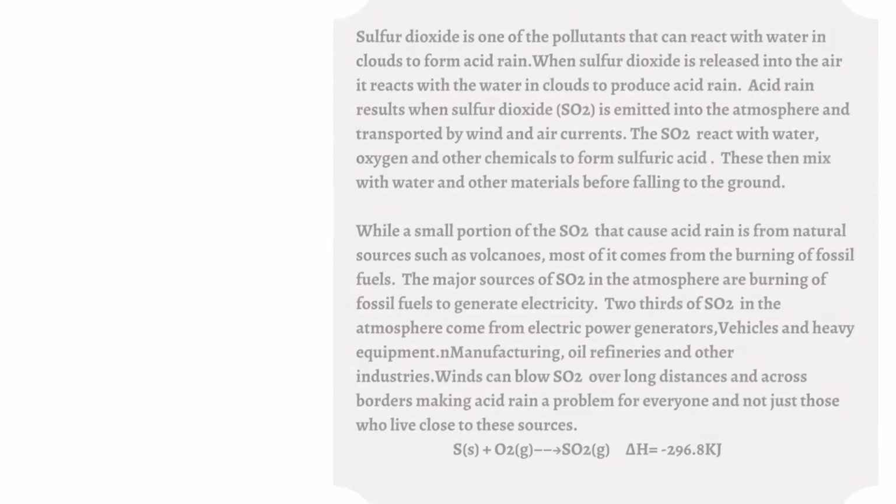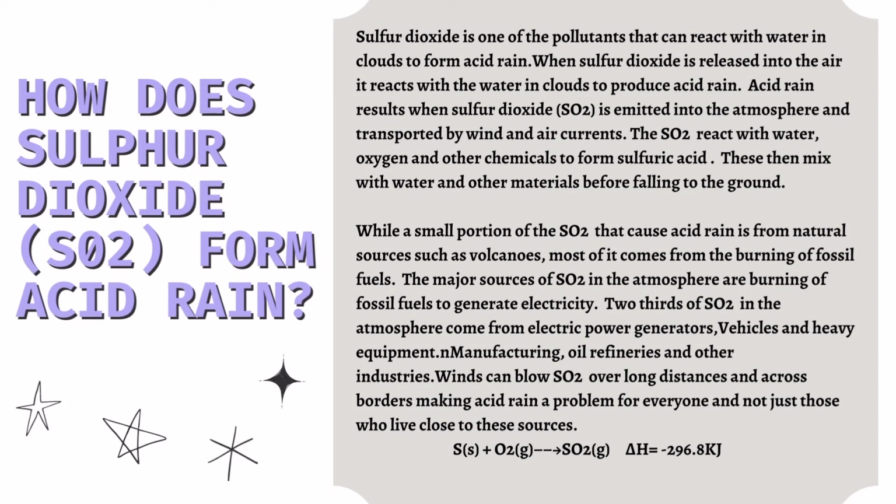How does sulfur dioxide, SO2, form acid rain? Sulfur dioxide is one of the pollutants that can react with water in clouds to form acid rain. When sulfur dioxide is released into the air, it reacts with water in clouds to produce acid rain. Acid rain results when sulfur dioxide is emitted into the atmosphere and transported by wind and air currents. The SO2 reacts with water, oxygen, and other chemicals to form sulfuric acid. This then mixes with water and other materials before falling to the ground.